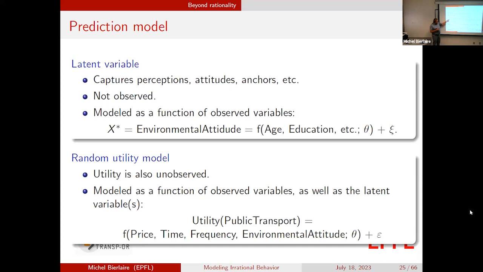And once you have a structural model, you can actually include it into the utility function. Okay, so utility is also a latent concept. So the way we model utility is like this. The utility of public transportation depends on the price of the ticket. It depends on the travel time it takes to reach the destination. It depends on the frequency of the bus, but it also depends on the attitudes that the person has for the environment that will influence the utility they have for public transportation.